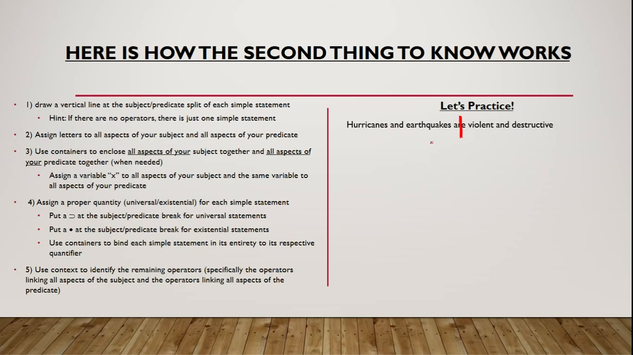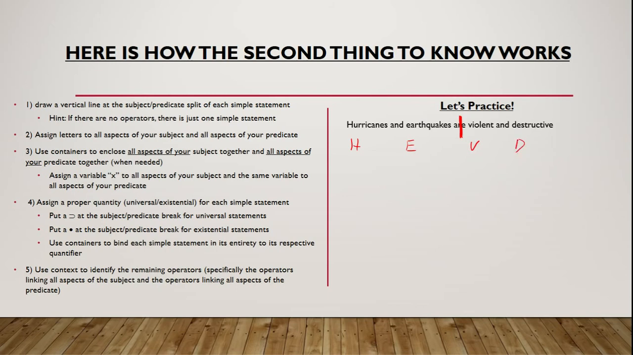I could say hurricanes are violent and destructive, earthquakes are violent and destructive, or we could get really complex and say hurricanes are violent and earthquakes are violent and hurricanes are destructive and earthquakes are destructive. But I'm going to go ahead and just leave this alone and treat it as one simple statement. So here's how that would work. Assign letters to all aspects of your subject and all aspects of your predicate. So we're going to go H for hurricanes, E for earthquakes, V for violent, D for destructive.